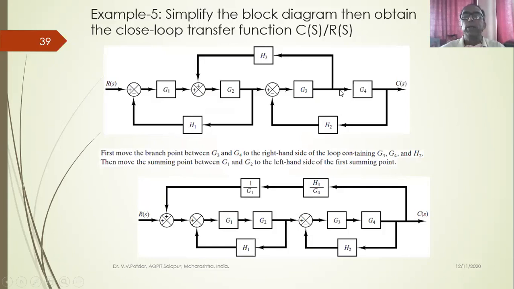And this branch point is also taken this side. So 1 by G4 should be multiplied here. So this is how this problem is simplified into this problem. So what is the simplification? I can solve this minor feedback loop.